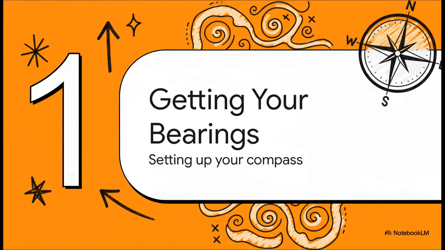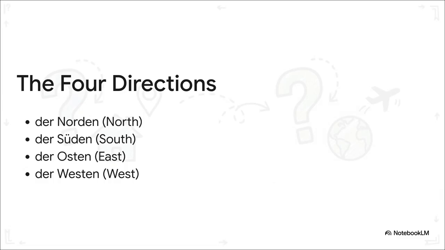Okay, first things first, before we can even think about navigating a map, we need a compass, right? So let's get our basic bearings down with the cardinal directions in German. Now, what's so great about this is how familiar these words probably feel. Der Norden, der Süden, der Osten, der Westen. I mean, they're so close to English, it gives us a fantastic head start. Super easy to remember, and even easier to use.